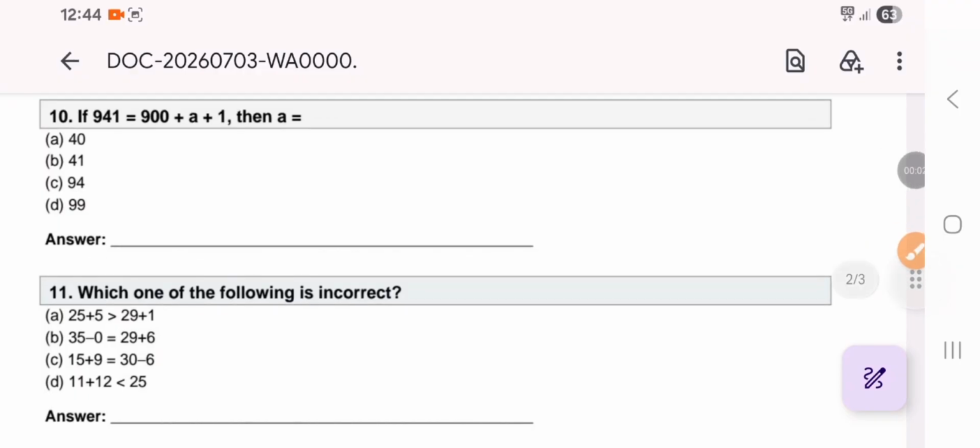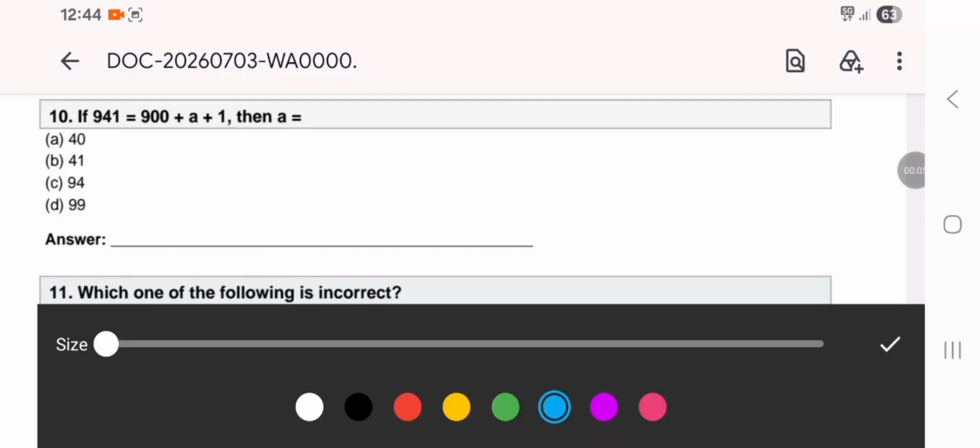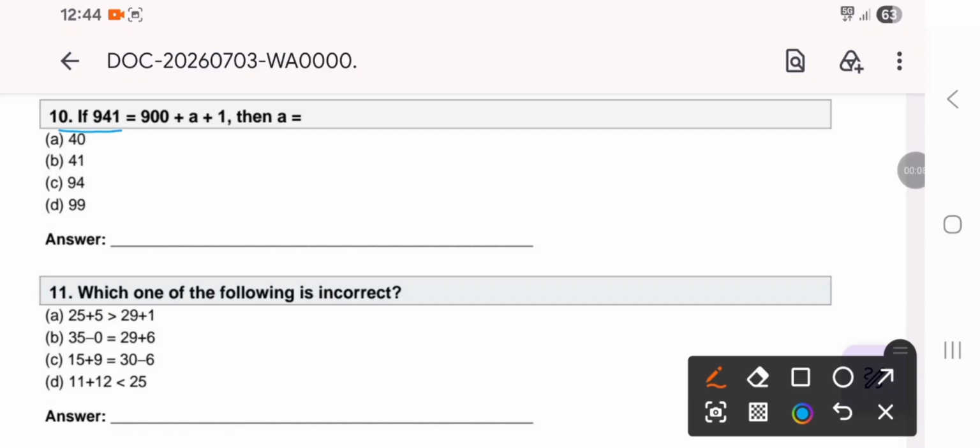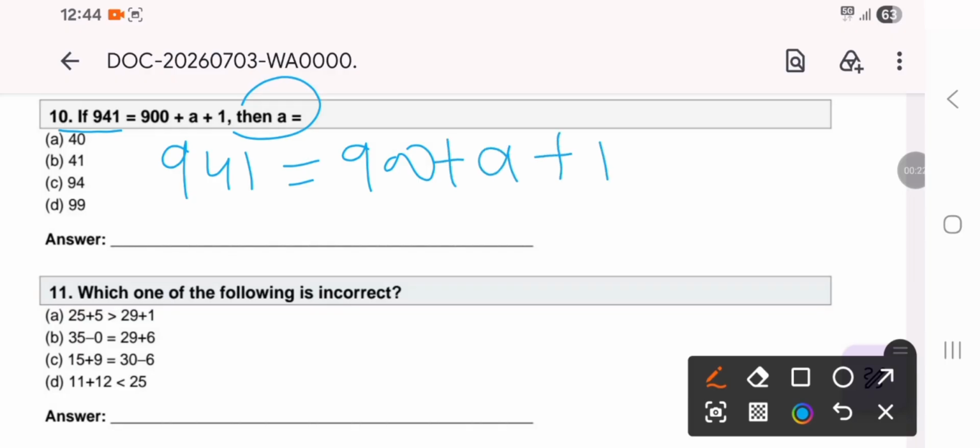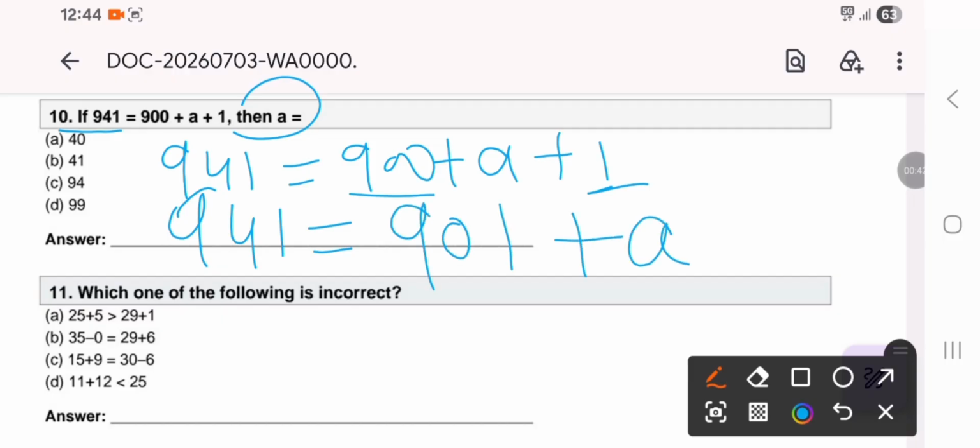So go to the next question, the 10th. In the 10th question, if 941 is equal to 900 plus a plus 1, then find a. In this question we have to find the value of a. So let's start. 941 is equal to 900 plus a plus 1. Compare this equation. See this number and this. Both numbers have a plus sign, so add them together. When we add both numbers, we get 901 plus a.